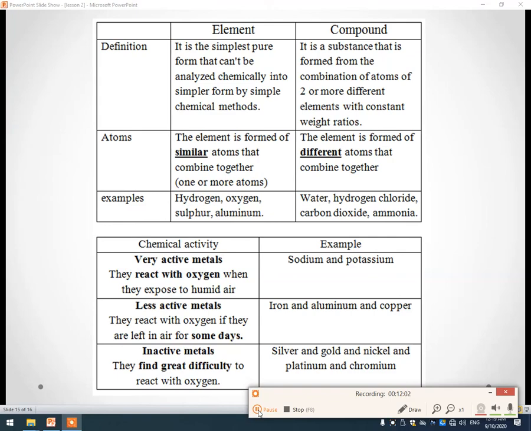We have another table here about chemical activity and examples. The first is the very active metals that react with oxygen when exposed to humid air, like sodium and potassium. The less active metals react with oxygen if they are left in air for some days, such as iron, aluminum, and copper. And finally, the inactive metals find great difficulty reacting with oxygen, like silver, gold, nickel, platinum, and chromium.